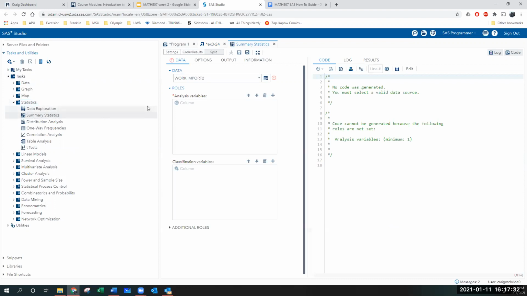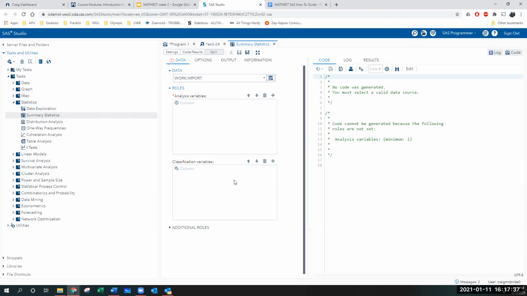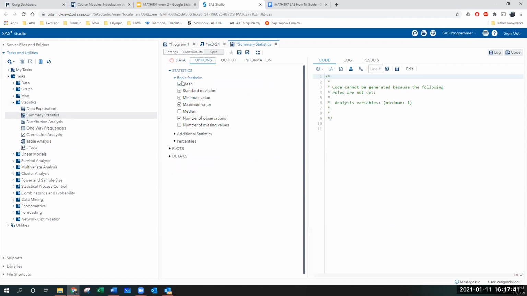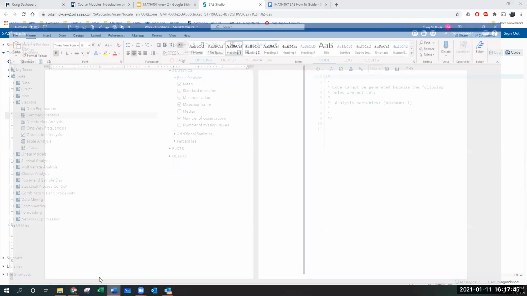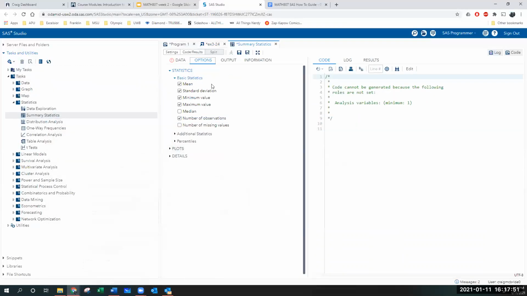I'm going to double click on that and then tell it, nope, I want the import that I just brought in. I go to my options and I want the mean, right? And what else did it ask for? It asked for complete the mean, median, and mode for the three groups. That's all I want, is mean, median, and mode. So let's turn off all the rest, right? So I don't want standard deviation, minimum, or maximum.